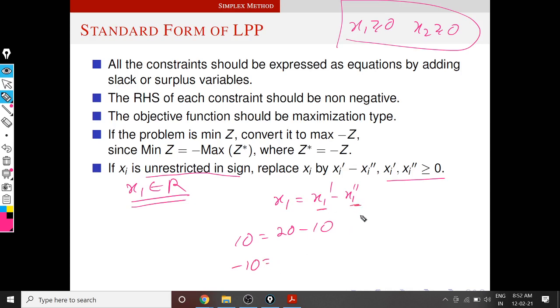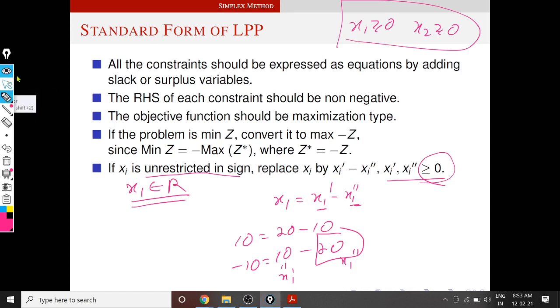What is x1 dash and what is x1 double dash in the case of minus 10? Can you give a pair? Suppose x1 is minus 10, it's a negative number. How to represent this minus 10 as a difference of two positive numbers? 10 minus 20. So here 10 is our x1 dash and this 20 is our x1 double dash. You got it? So every real number can be written as a difference of two non-negative numbers. That is possible. So if some variables are unrestricted in sign, then we have to convert that variable in terms of non-negative variables by substituting xi by xi dash minus xi double dash. You got it? Okay, that's the idea.